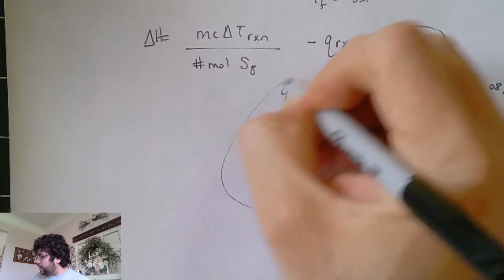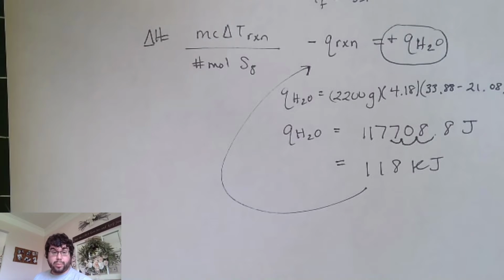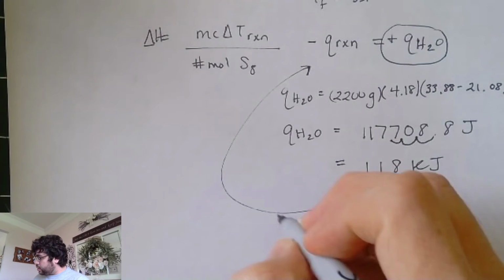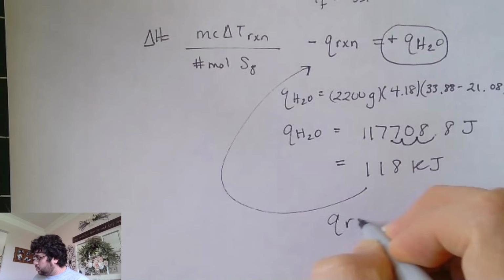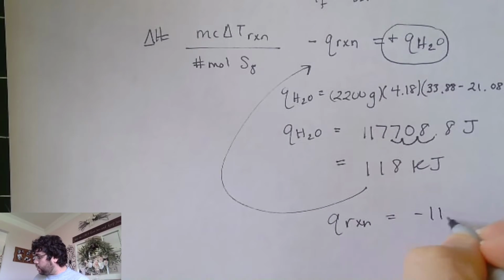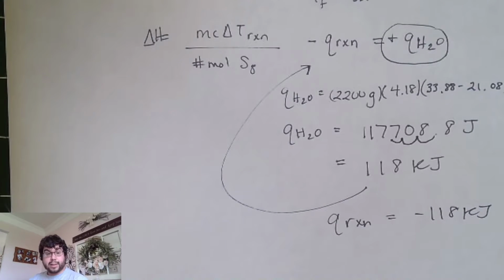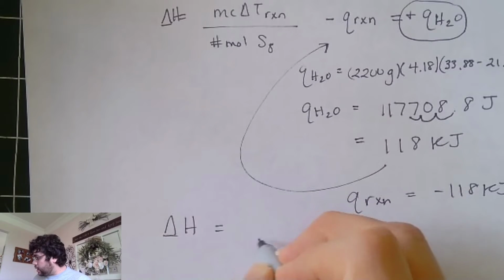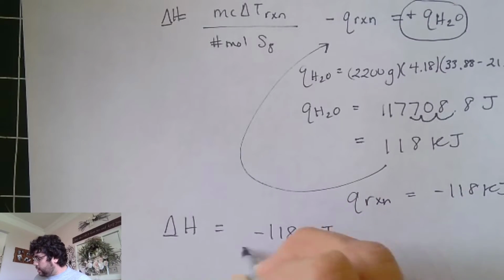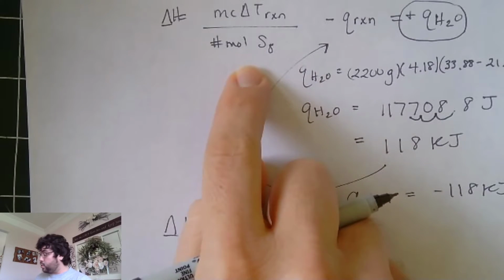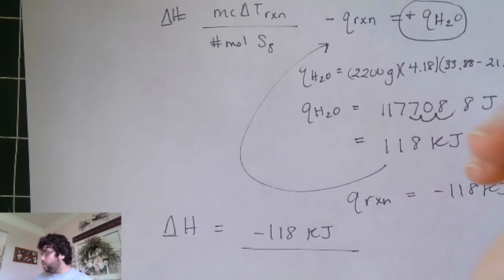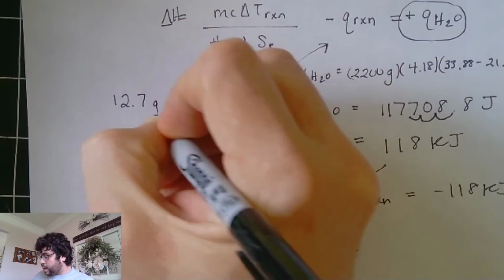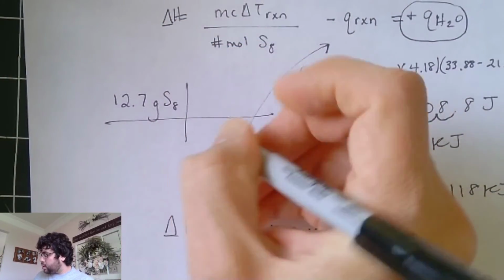Now, remember, I have to think about this in terms of the reaction, though. I want to know the molar enthalpy of the reaction. So the reaction's Q is actually going to be negative 118 kilojoules, because the reaction is exothermic. The heat is being released out of the reaction and going into the water. And from that, I can calculate delta H, and delta H is negative 118 kilojoules divided by the number of moles of sulfur, which I don't know yet because I haven't converted grams into moles. So I'm going to take 12.7 grams of sulfur S8 and divide by the molar mass.